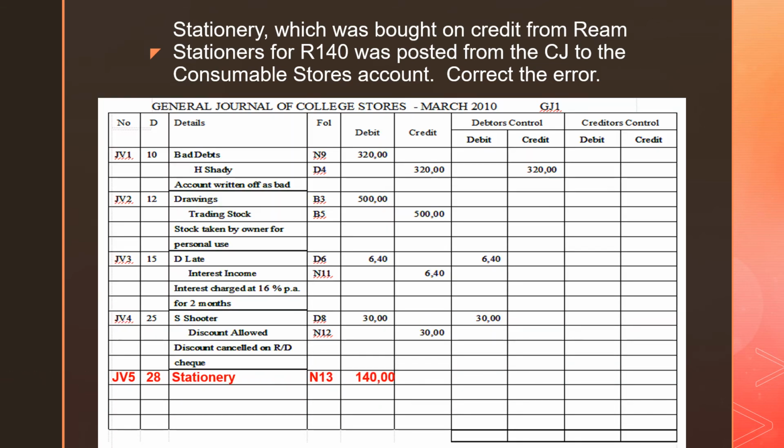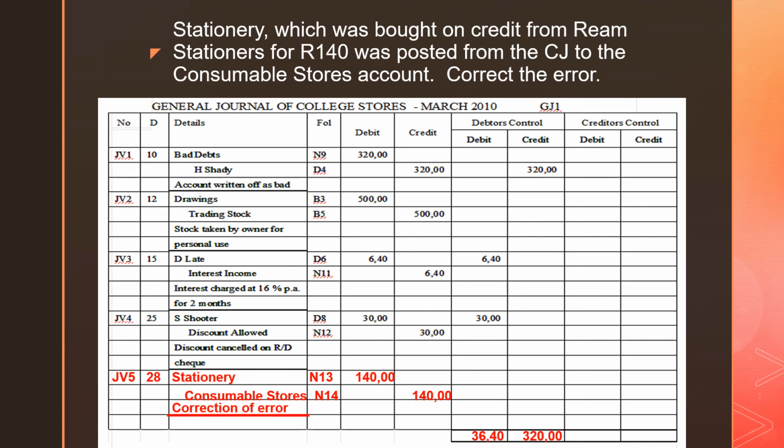We debit stationery, which is what we should have originally done, and we credit consumable stores account to take it out of consumable stores. What you've got to remember is that stationery is an expense, so when we debit stationery, we're increasing it, which is what we should have done. Consumable stores is also an expense, so when we increased it previously, we had debited. So now we need to credit it to cancel that mistake. Narration again, and do not forget to underline your narrations.